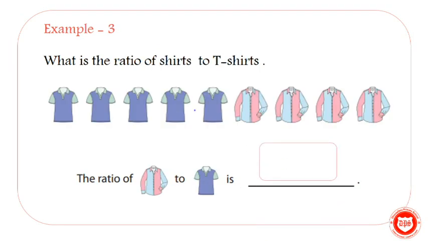Example 3. What is the ratio of shirts to t-shirts? Here you have to write the ratio of shirts to t-shirts. Now count the number of shirts and t-shirts. Yes, the ratio of shirts to t-shirts is 4:5.